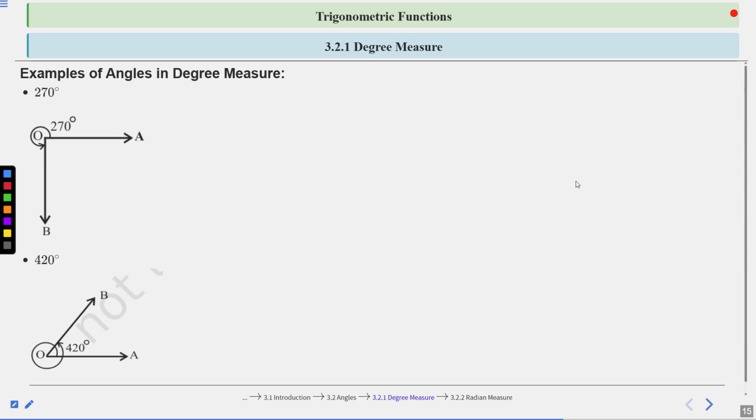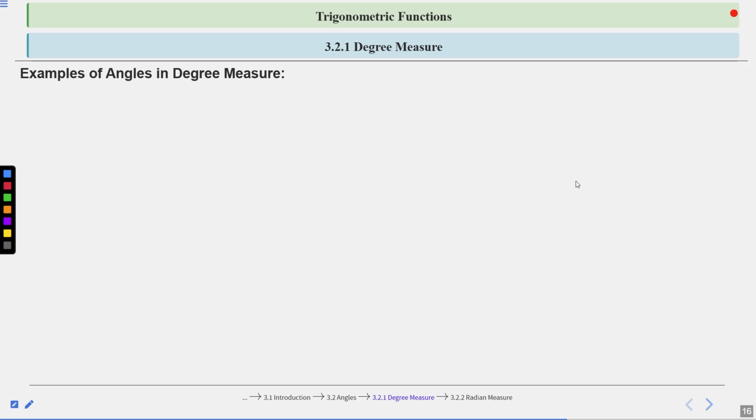Clear? So this OB will be at what position? At the first quadrant. This OB side will be in the first quadrant, but after completing 1 revolution. So this is indeed your anti-clockwise movement. So this angle is also going to be 420 degree. Clear?